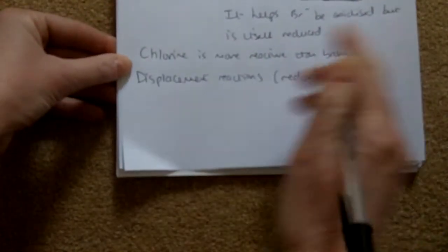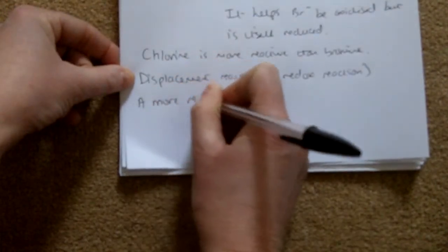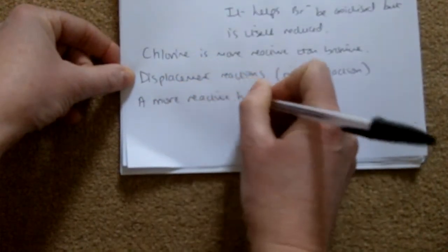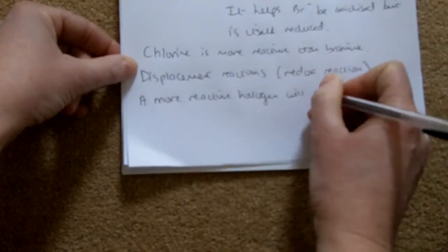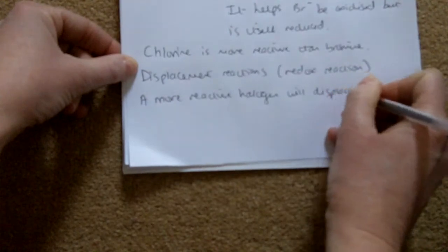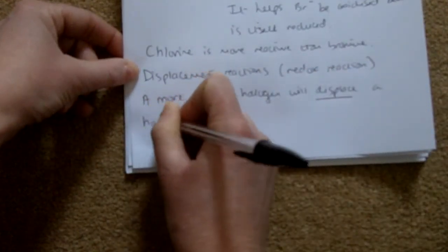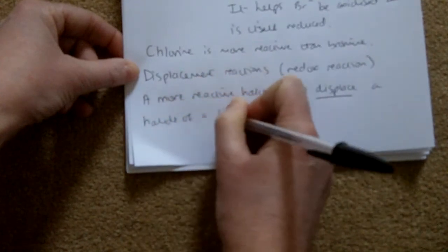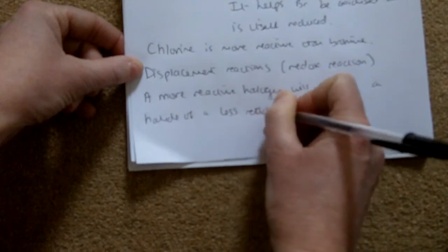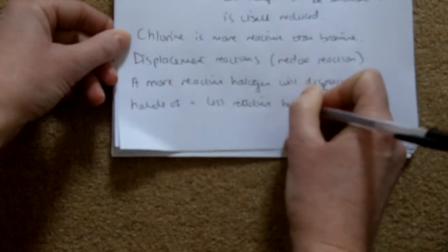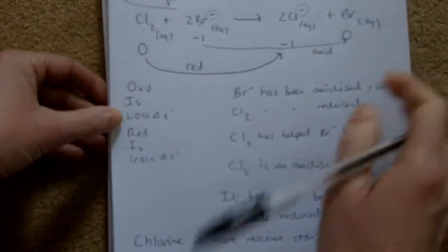So a displacement reaction is when a more reactive halogen will displace a halide of a less reactive halogen. Okay, let's have a look at another example then.